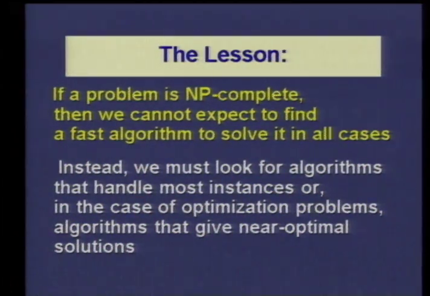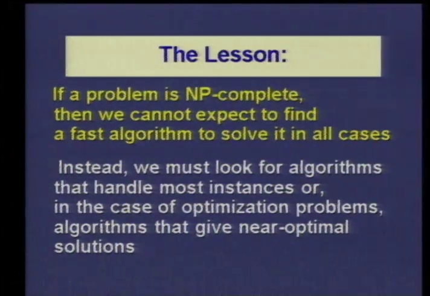So the NP-completeness of a problem in practice is an indication that we can't expect to solve it with a polynomial time algorithm. We have to lower our sights and instead look for algorithms that handle most instances. Such an approach leads us to notions of the probabilistic analysis of algorithms, where we try to quantify the concept of handling most instances.